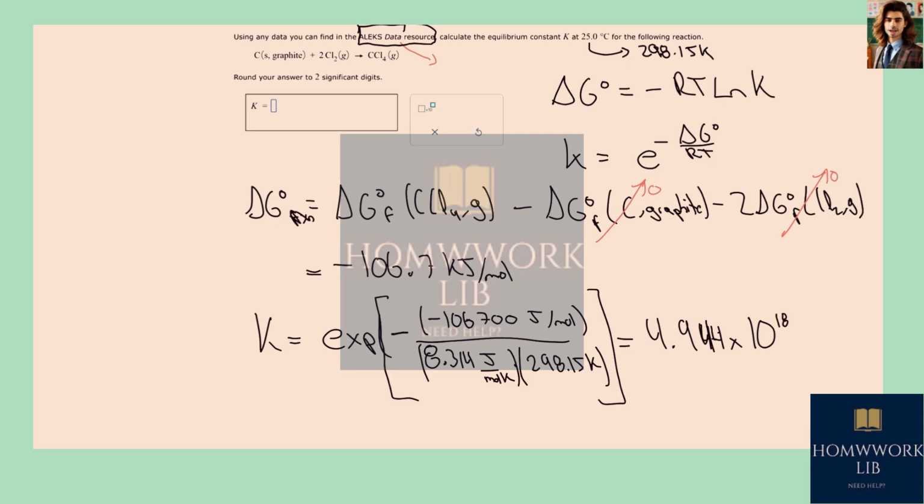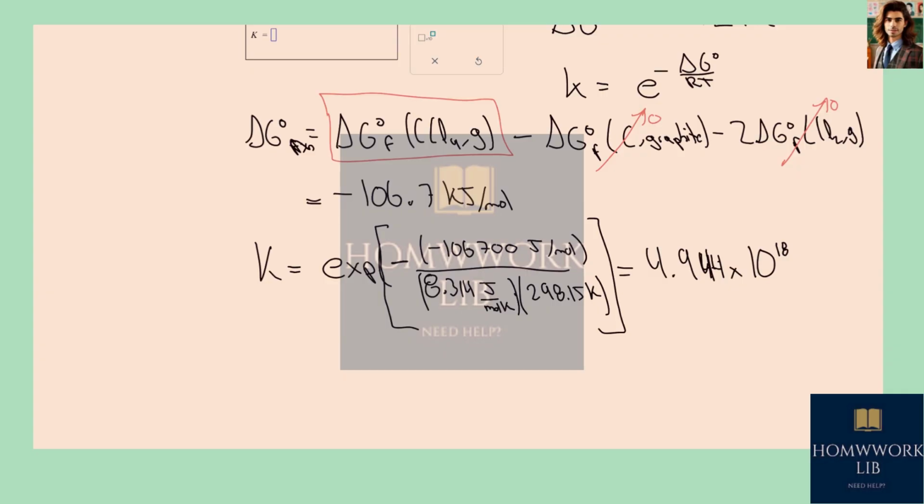So again, just the important part of information, check up this value for the delta G of formation, just for it to match up with the actual value on the ALEKS data source, and then you can substitute into this equation and get your result.